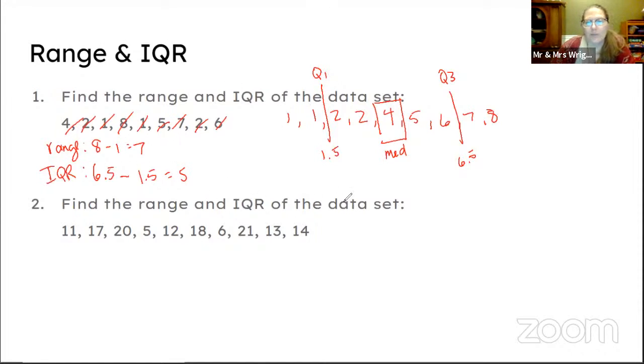Find the range and IQR of this data set. Okay, well, let's put them in order. I've got 5 and 6.